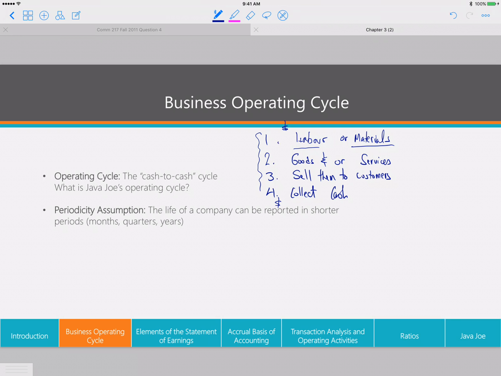We'd also like to discuss the periodicity assumption. This is very important. It is an assumption that the life of the company can be broken down and reported in shorter periods. A company can exist 5 years, 10 years, 100 years, even longer. There are some companies that have been around for hundreds of years. But under the periodicity assumption, we assume that we can break down the life of the company and report it in shorter periods, whether that would be months, quarters, right? Which is 3 months, or years.